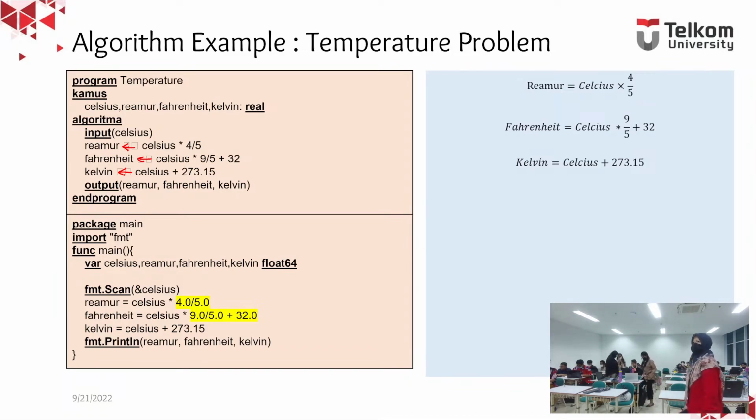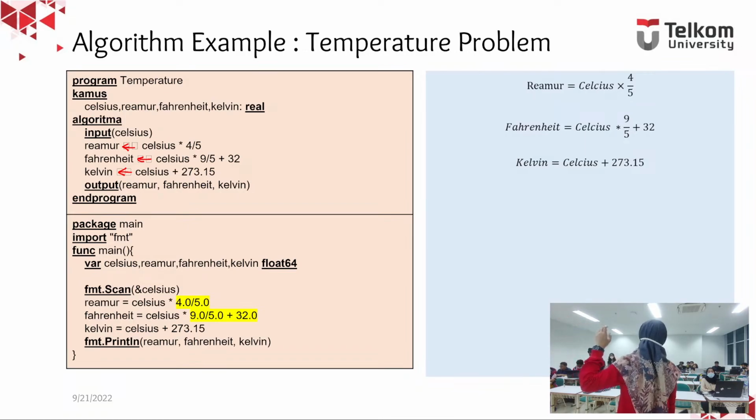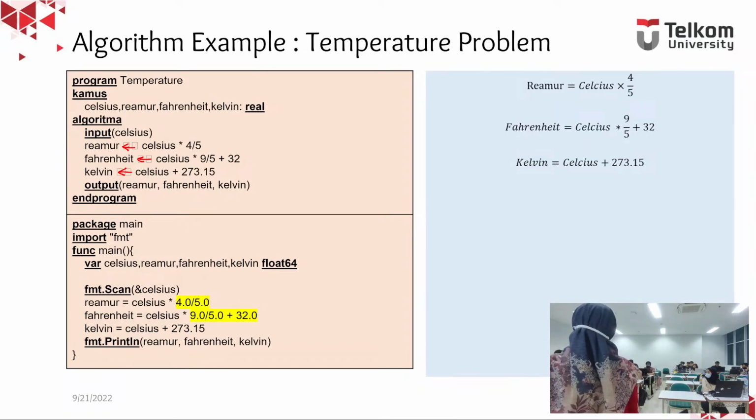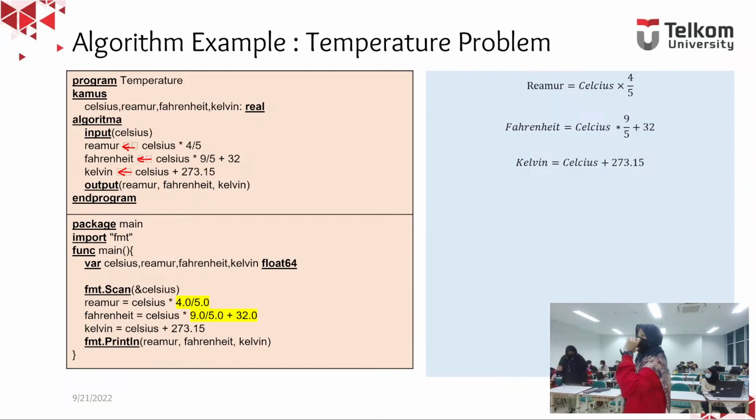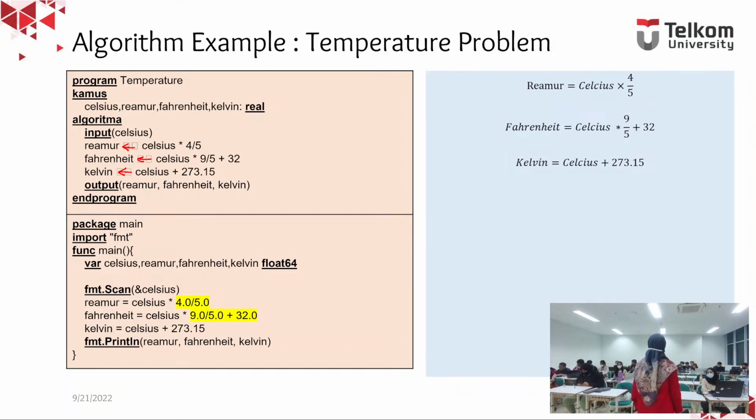Okay. And since all of the temperatures are real, we need to define them also as real. You will get a different result if you use integer data type here. Okay. And then next, output all of the converted temperatures: Reamur, Fahrenheit, Kelvin. Okay. And this is the translation to Go language.